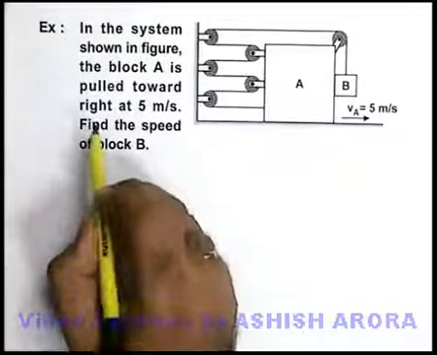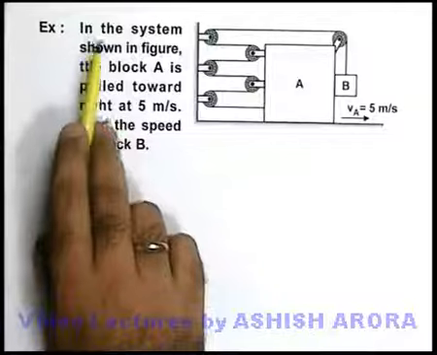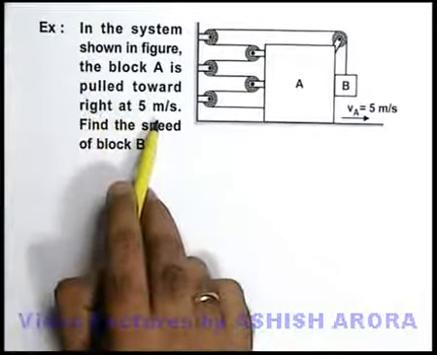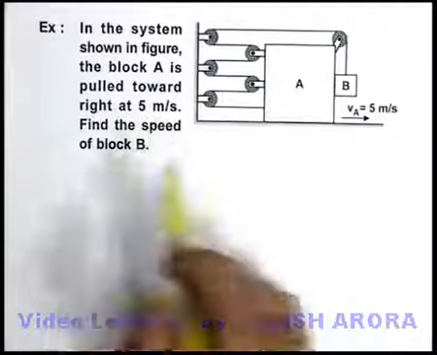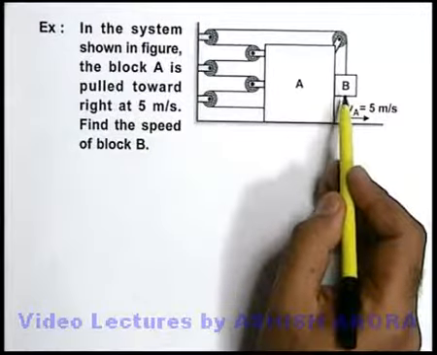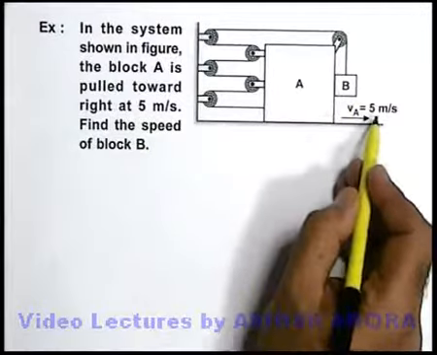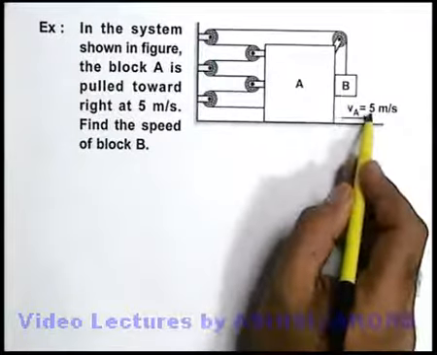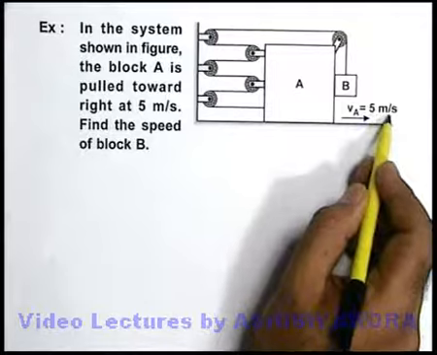Let us take up another example. Here it is saying in the system shown in figure, block A is pulled toward right at 5 meters per second and we are required to find the speed of this block B. We can say as A is going toward right at 5 meters per second, B will also move along with A to the right, toward right at 5 meters per second.